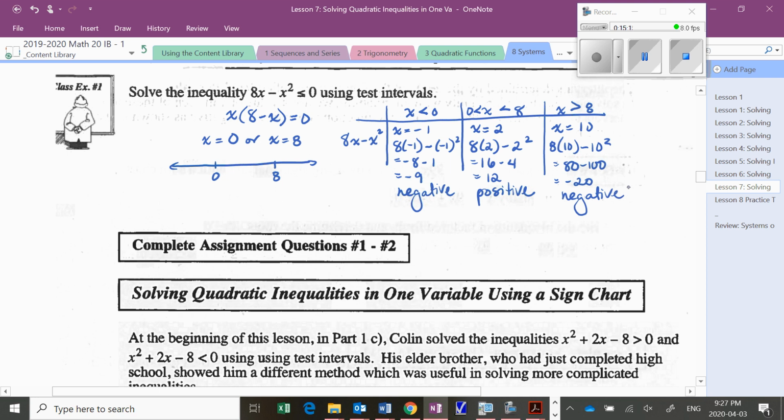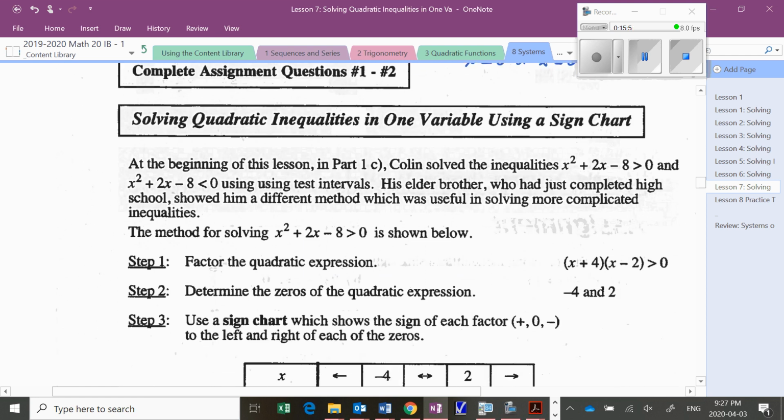And so when is that quadratic less than or equal to 0? So when is it negative? And that is negative when x is less than or equal to 0, or when x is greater than or equal to 8. And so again, if you wanted to show your solution on a graph, it is "or equal to," so we've got our closed circles, and we're going to the left as well as to the right here. So that is our solution set.